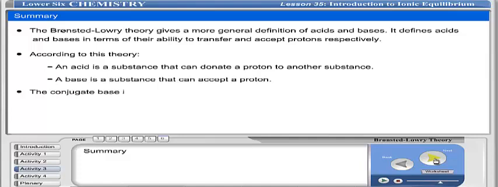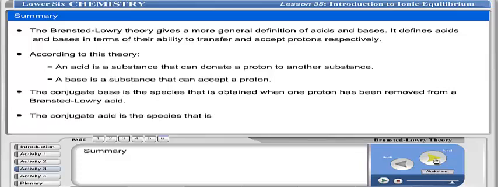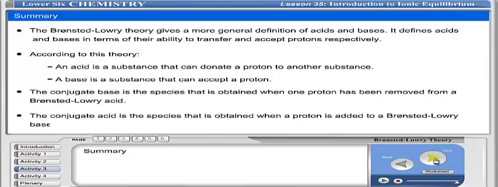The conjugate base is the species that is obtained when one proton has been removed from a Bronsted-Lowry acid. The conjugate acid is the species that is obtained when a proton is added to a Bronsted-Lowry base.